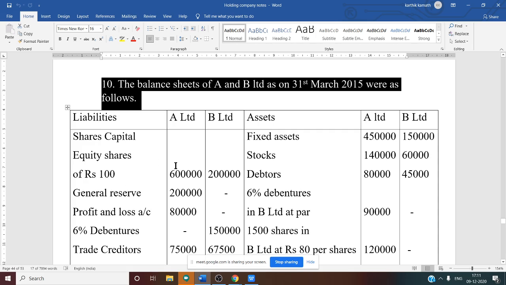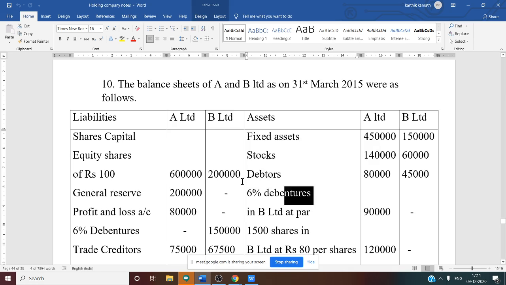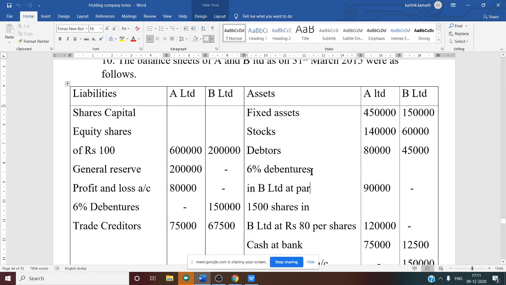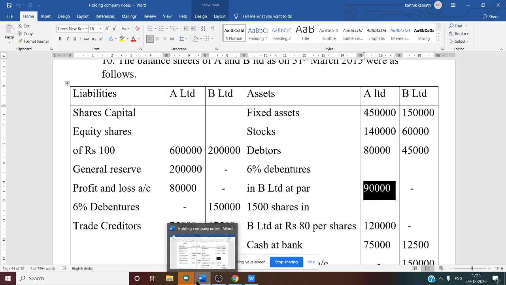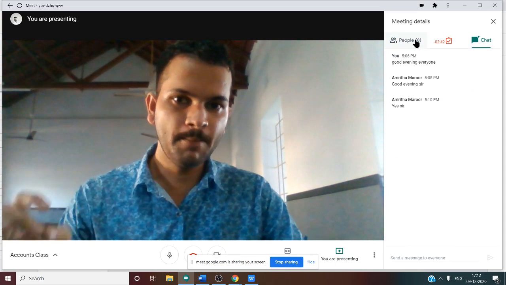The balance sheet of A and B Limited as on 31st March 2015 were as follows. So now if you see the asset side, there is fixed asset, stock and debtor given. Stock and debtor, current asset, both the company is given. 6% debenture. If you see 6% debenture in B Limited is mentioned, that is by A Limited. So here you can say that A Limited is the holding company and B Limited is the subsidiary company.